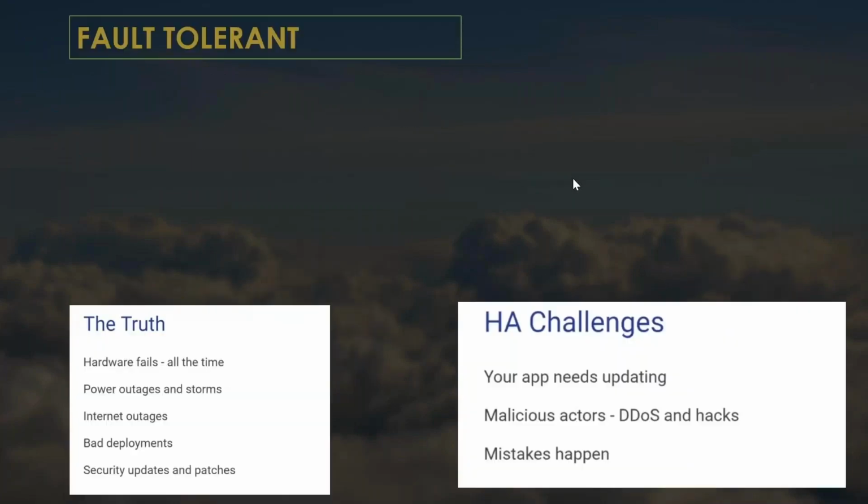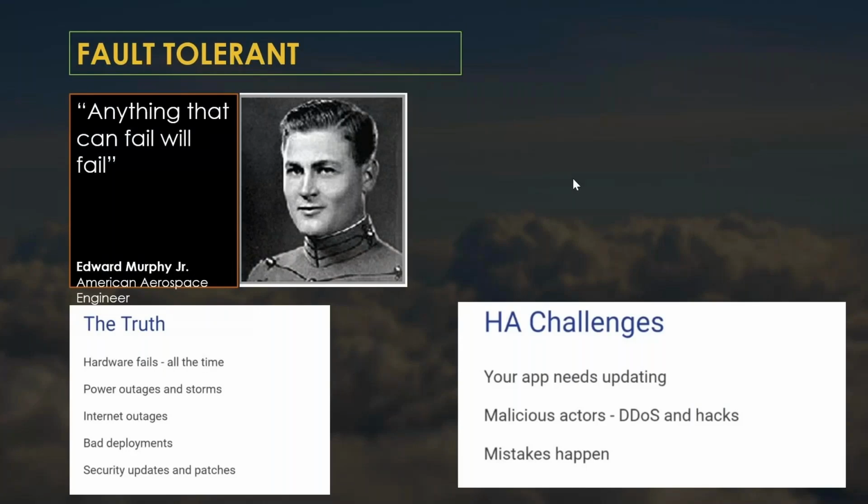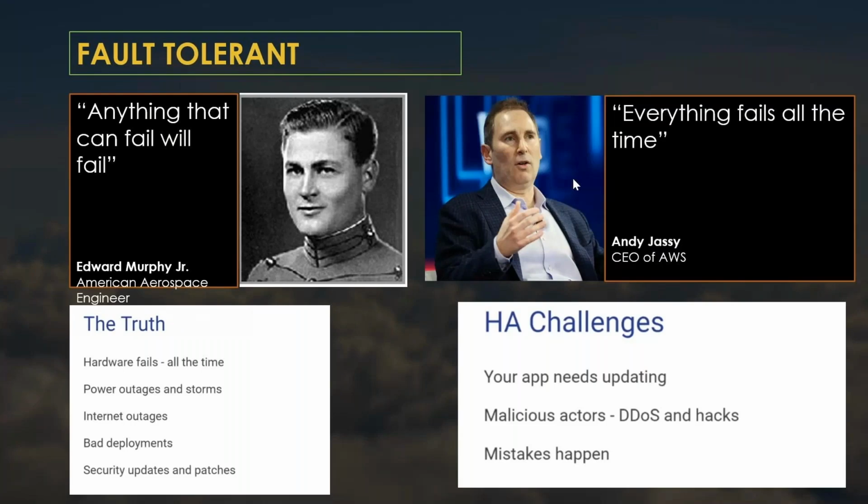When we talk about fault tolerance, a lot of people already talk about it. The concept of fault tolerance is to ensure that you are keeping your solution up and ready always. But even Edward Murphy and the CEO of AWS themselves say that everything can go wrong. Everything fails all the time. Even they understand that no matter what you plan, you will definitely go down.